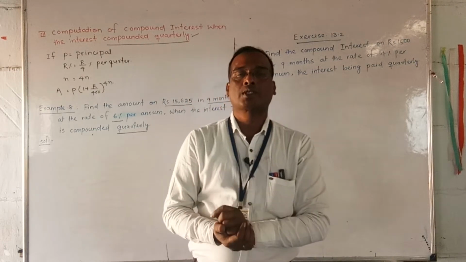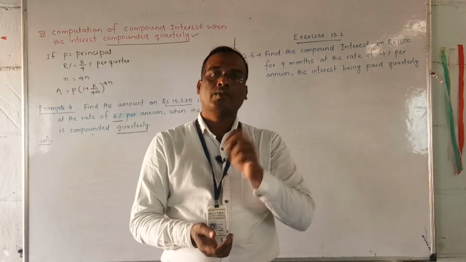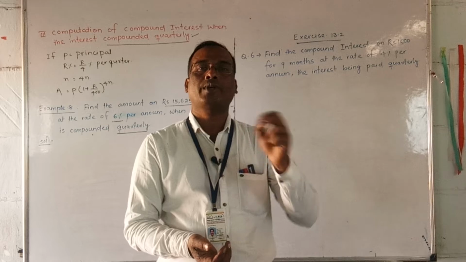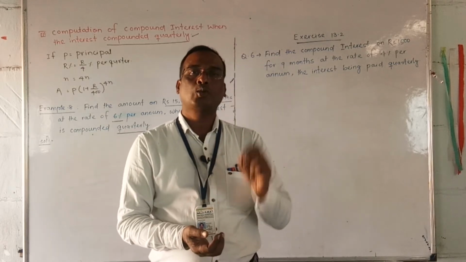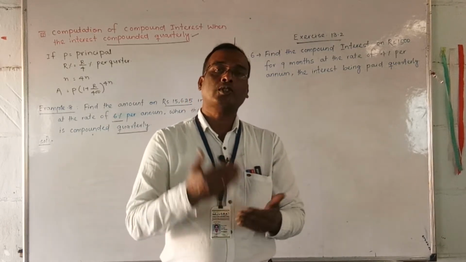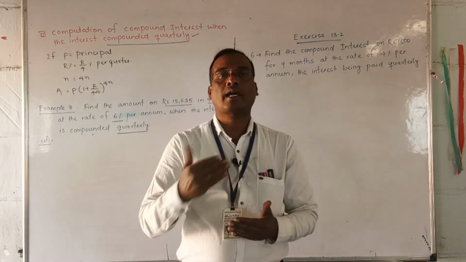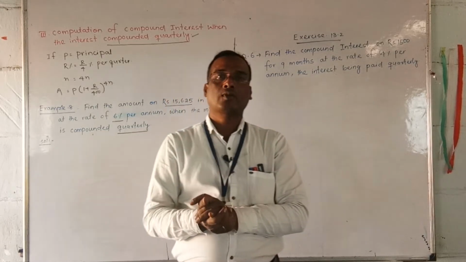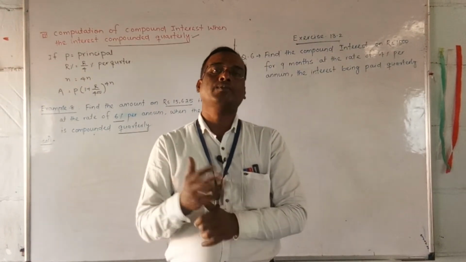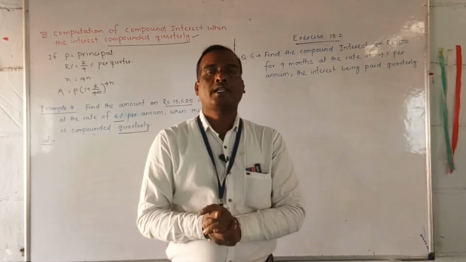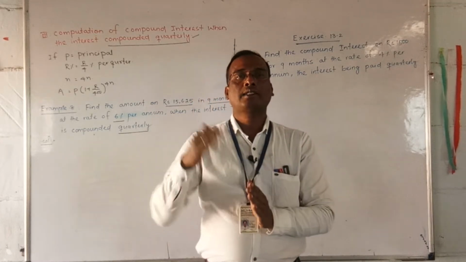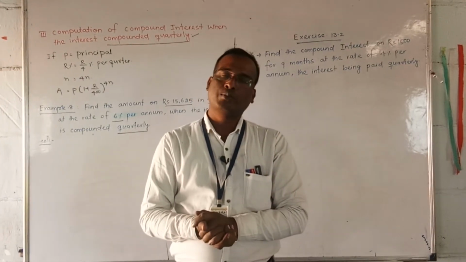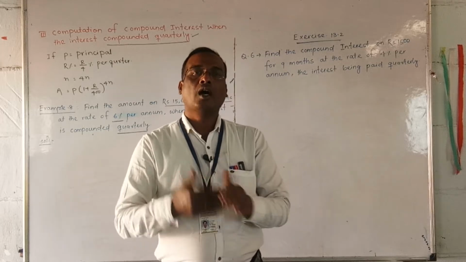So one thing you have to remember, students: whenever you are finding half yearly, you make the rate of interest half, that is r by 2, and time you multiply by 2, means you make time double. Same, whenever you are finding quarterly compound interest, you have to do rate of interest divided by 4, and multiply time with 4. Okay, so let us discuss that thoroughly by examples.